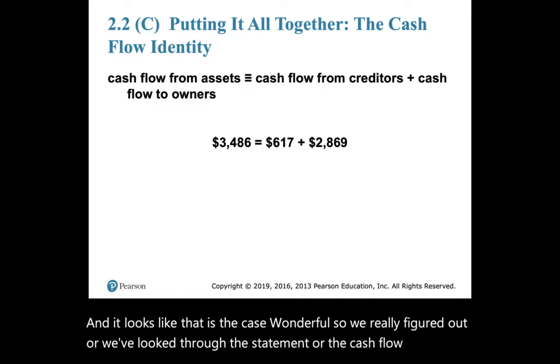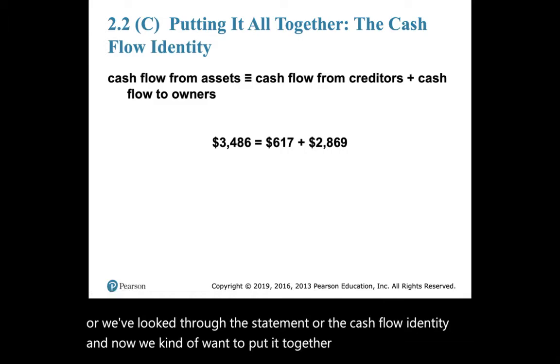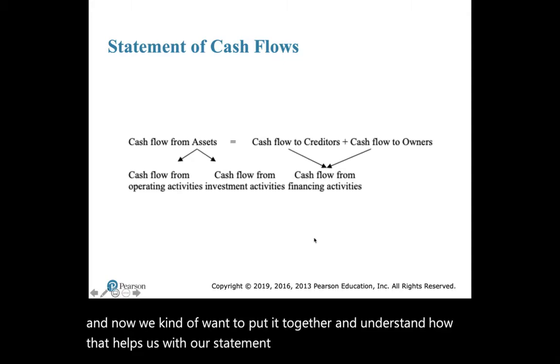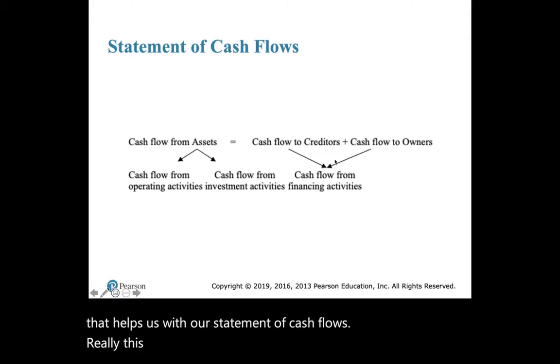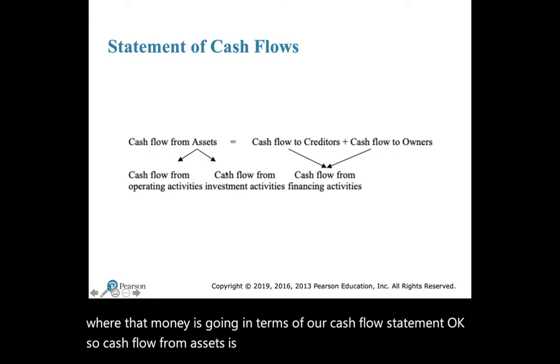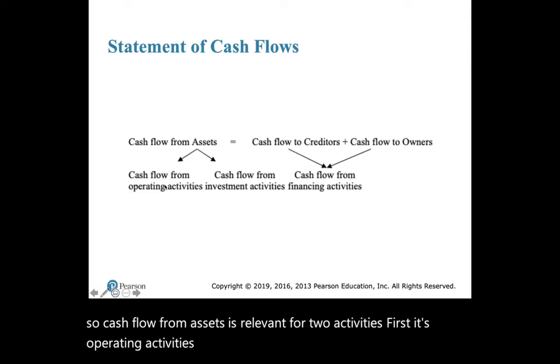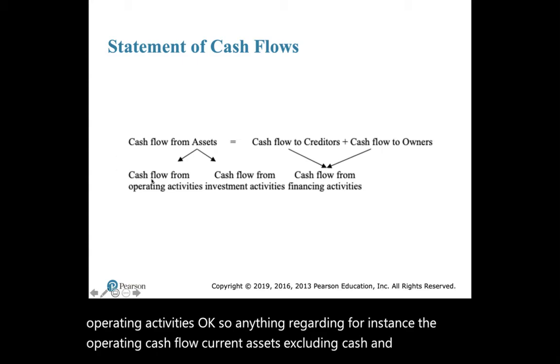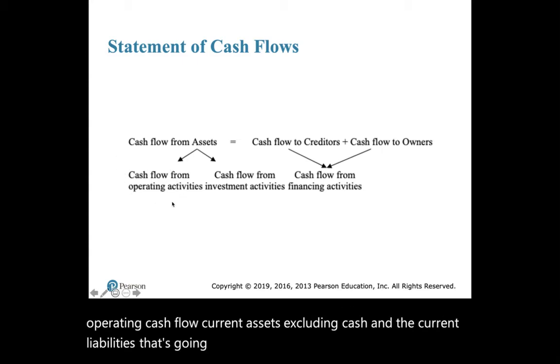So we've looked through the cash flow identity, and now we want to put it together and understand how that helps us with our statement of cash flows. This seems simple, but it actually helps us understand where that money is going in terms of our cash flow statement. Cash flow from assets is relevant for two activities. First, it's operating activities. So anything regarding, for instance, the operating cash flow, current assets excluding cash, and the current liabilities, that's going to be in our operating activities.